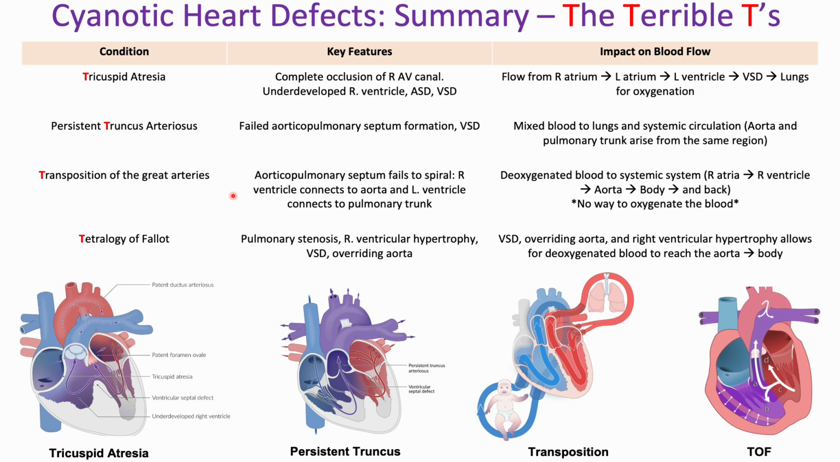Tetralogy of Fallot, transposition of the great arteries. Again, this is really due to the failure of the aorticopulmonary septal spiral, and this is allowing the right ventricle to connect to the aorta and the left ventricle to connect to the pulmonary trunk. So we have 2 separate circulatory processes, but neither one of these is allowing for oxygenation to get to the systemic circulation. And then lastly, tetralogy of Fallot associated with 4 defects. Remember, you have pulmonary stenosis, right ventricular hypertrophy, VSD, overriding aorta. And all of this is going to, again, because cyanotic heart defects, all of these are going to lead to deoxygenated blood reaching systemic circulation.